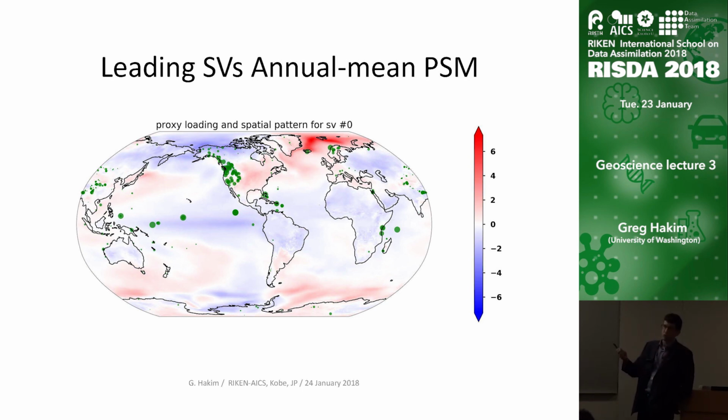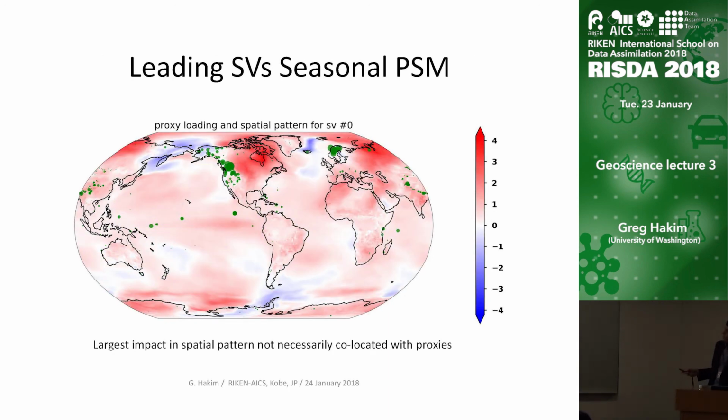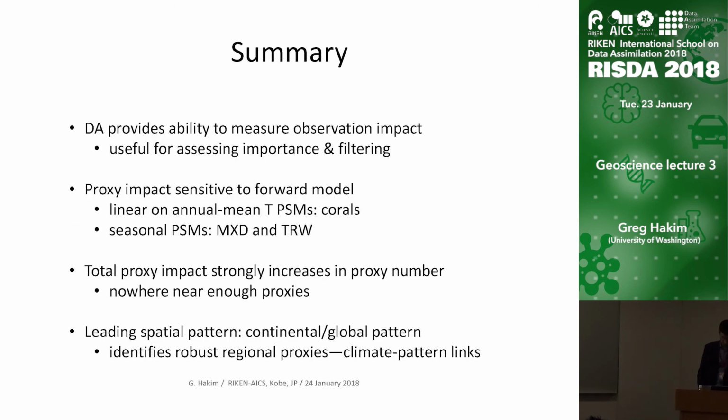So this goes to the question before. This is a different year, I think. So the leading spatial pattern is different in this case. That was for the annual mean PSM. This is for the seasonal PSM, same sort of deal. We do see more of that global signature for the seasonal PSM.